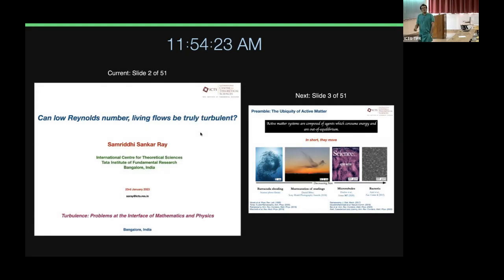But I'll try to sort of pitch it in the language of turbulence. And what I'm going to discuss today in the next half an hour or so is, can low Reynolds number living flows be truly turbulent?